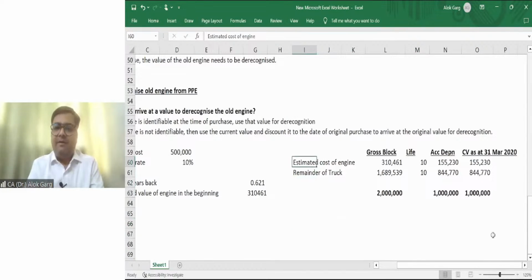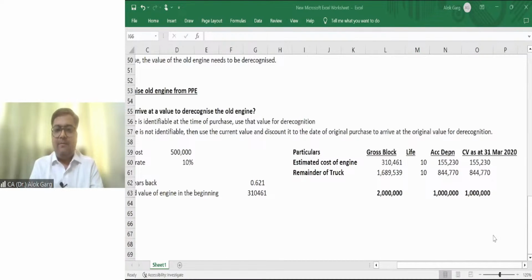Are you guys comfortable with this? Please do let me know. Any doubts so far? How I have arrived at the estimated value of the engine in the beginning? Yeah, everyone is saying, got it, sir.